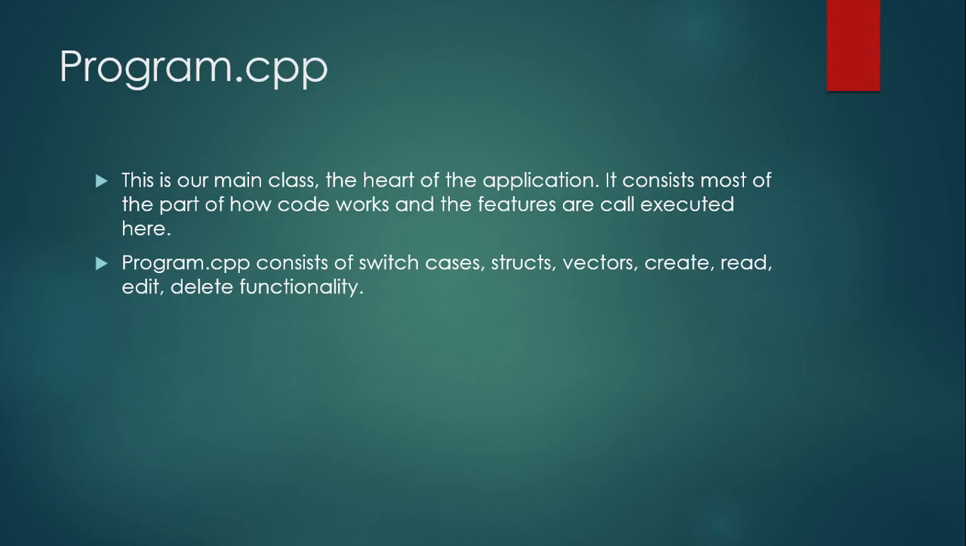Moving on to the program file, that is program.cpp. This is our main class, the heart of the application. It consists of most of the parts of how the code works and what the features are, and all the calls are executed here. Program.cpp consists of switch cases, the structs, the vectors, and the create, read, edit, and delete functionalities.